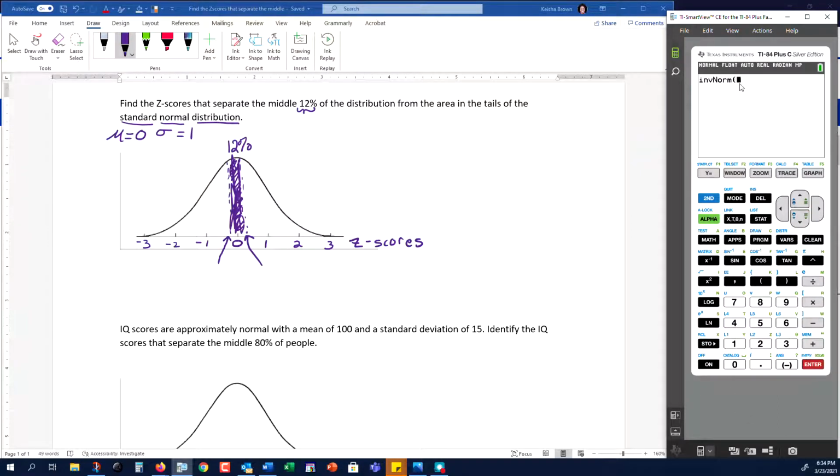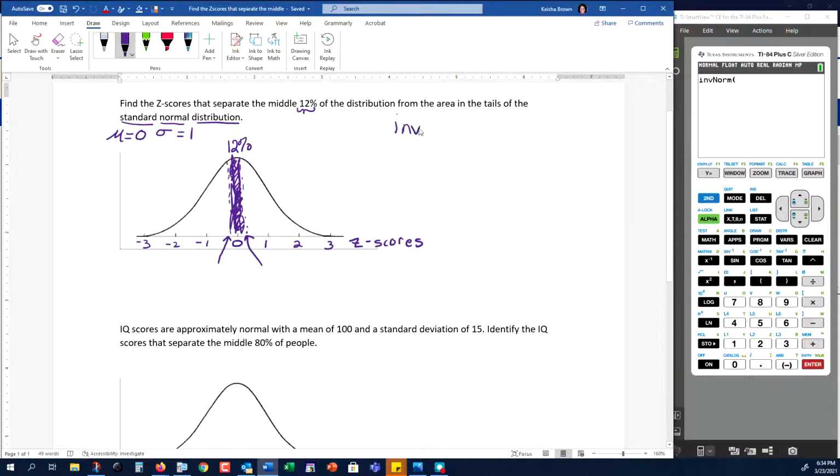And the function inverse norm takes 3 arguments. Inverse norm takes your area to the left, your mean, and then your standard deviation.